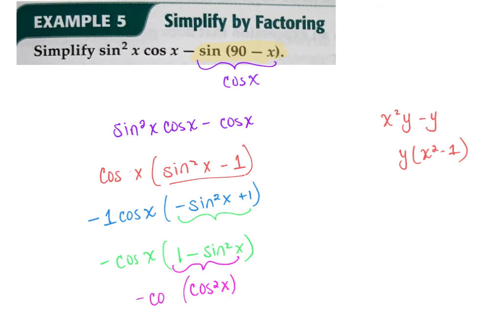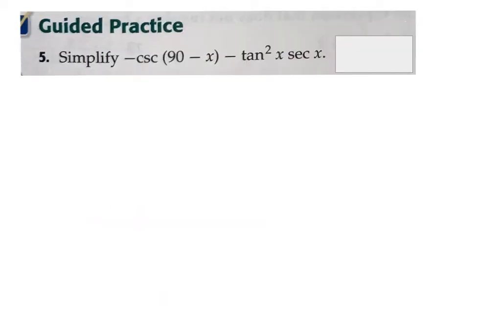So I have negative cosine of x times cosine squared of x. Cosine of x times cosine squared of x is cosine cubed of x, which would be my answer. All right, should have got negative secant cubed.